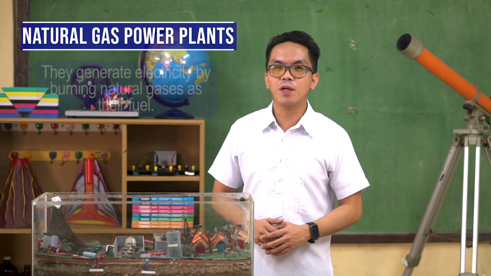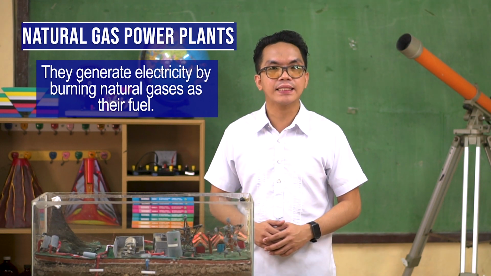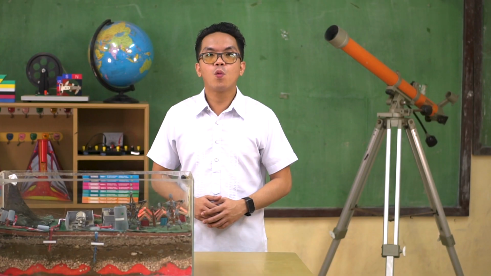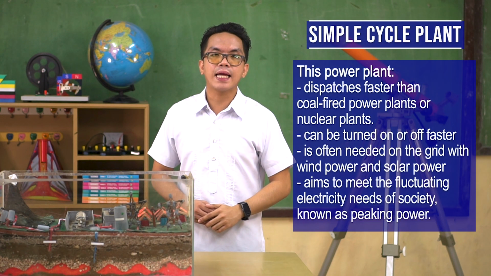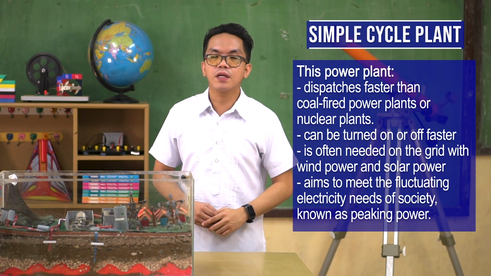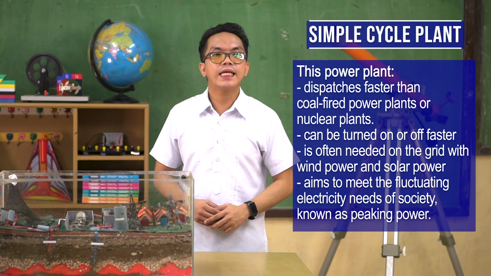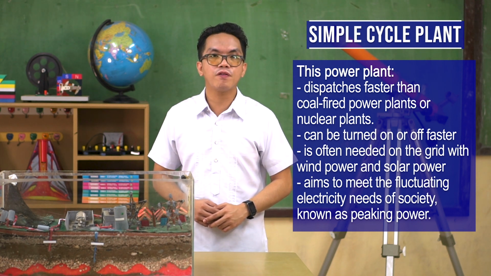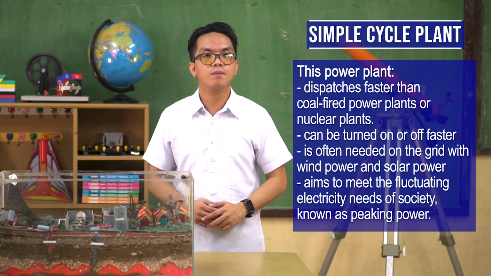Natural gas power plants generate electricity by burning natural gases as their fuel. One type of natural gas power plant is the simple cycle plant. This power plant dispatches faster than coal-fired power plants or nuclear plants. They can be turned on or off faster in order to meet society's electricity needs.